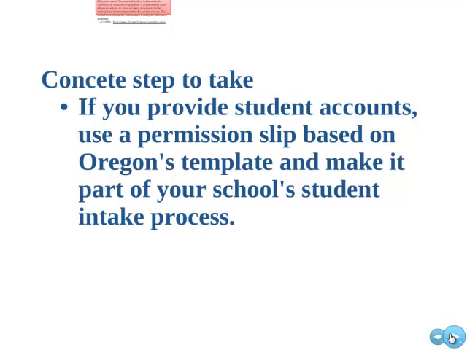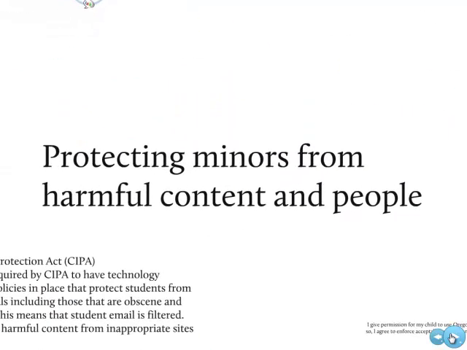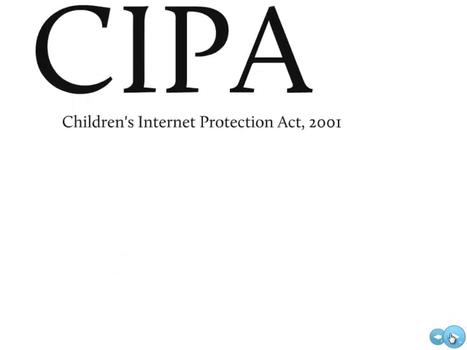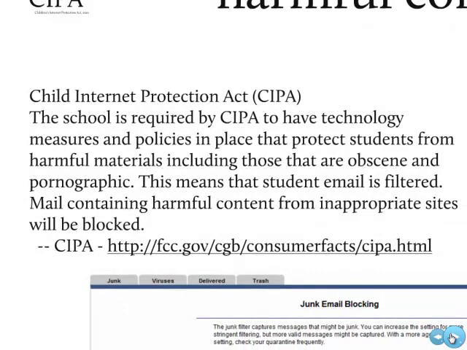So that's one dimension. Another dimension of concern is how do you protect minors from harmful content and people if you're giving them full-powered email accounts. There's a law related to this called CIPA, the Children's Internet Protection Act of 2001. CIPA applies only to schools that get federal FCC funding for their equipment discount, and this is actually virtually all school districts. So if you're a public school, CIPA applies directly to you, most likely.